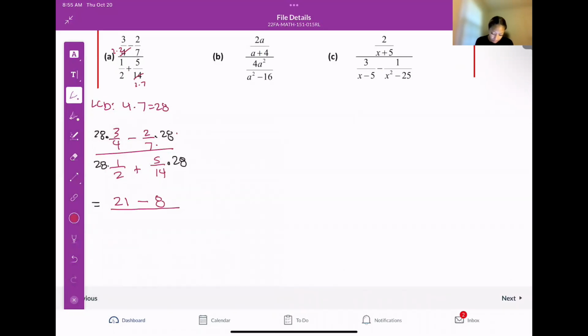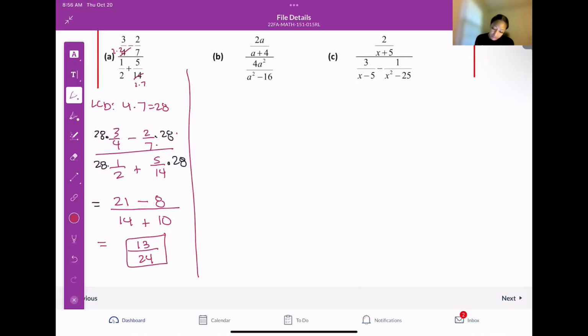So the denominator, 28 times 1/2 would be 14, and then plus 5 over 14 times 28. We would do 28 divided by 14 is 2, and then 2 times 5 is 10. And then finally, 21 minus 8 is 13. 14 plus 10 is 24. We get 13 over 24. All right, on to B.